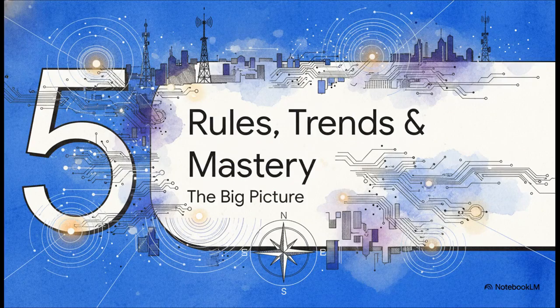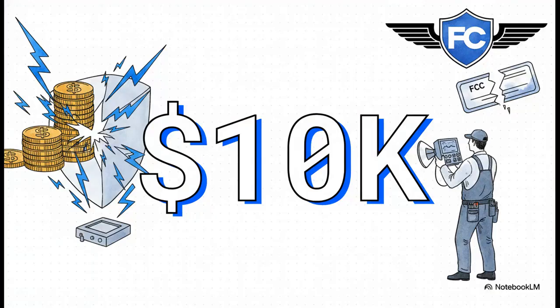Okay, let's zoom out for our final section, part 5, and look at the big picture, the rules of the road, where this industry is heading, and what it really takes to become a master of the craft. So why do the rules matter? Well, how about this number? $10,000. According to the source material, that's just a typical base fine from the FCC for selling equipment that doesn't meet emission standards. So yeah, understanding the regulations isn't just good practice, it's about avoiding some very serious financial pain.